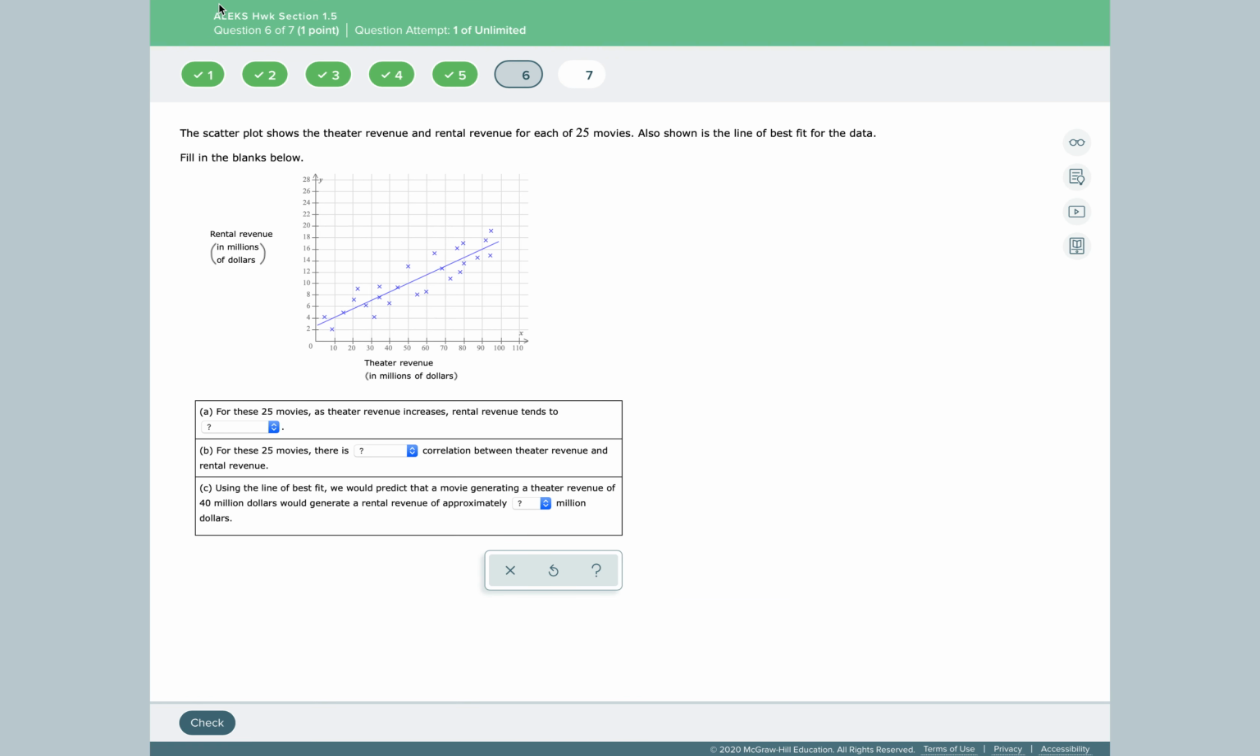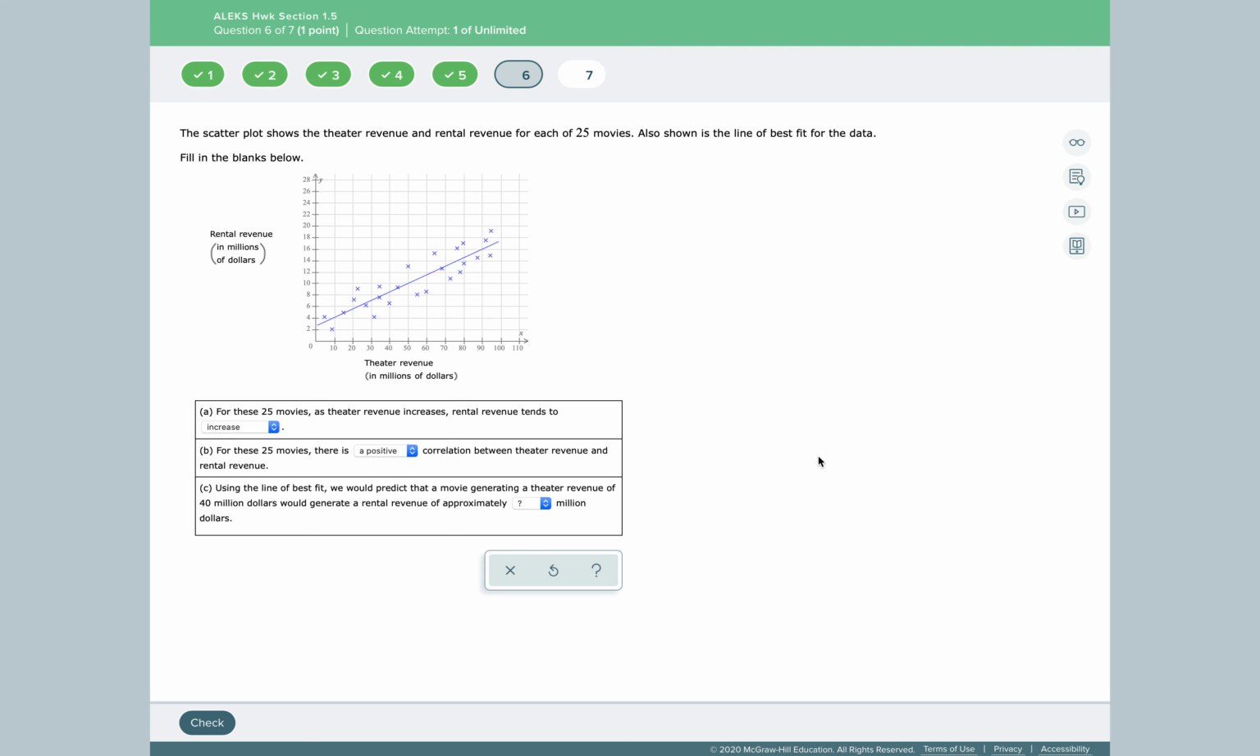For the problem below, it says that the scatter plot shows the theater revenue and rental revenue for each of 25 movies. Also shown is the line of best fit for the data, and it says to fill in the blanks below. For these 25 movies, as the theater revenue increases, what does rental revenue tend to do? If you notice, we have a positive correlation. As the theater revenue is rising, so is the rental revenue, so it will tend to increase. You have increasing both ways, a positive correlation.